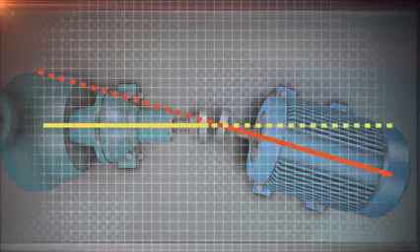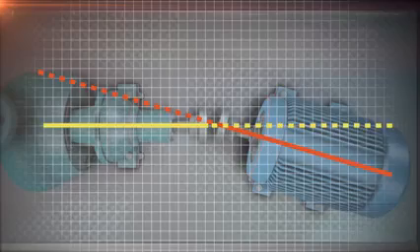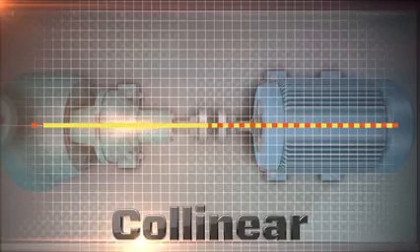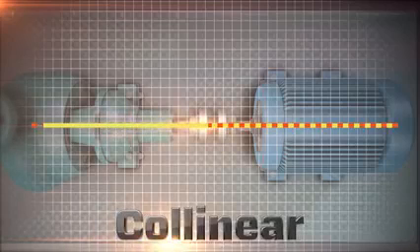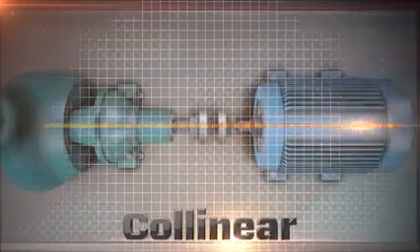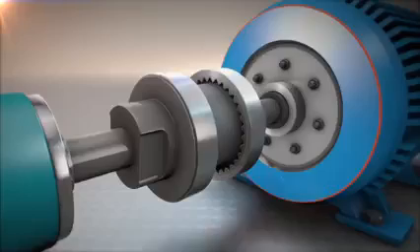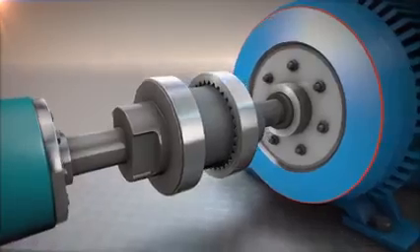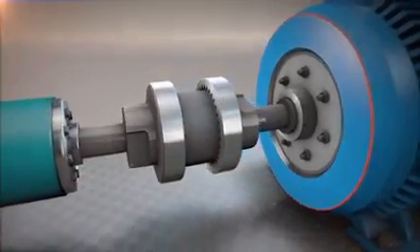Forget for a second that we are aligning two machine shafts. Instead, imagine two simple lines that represent the shafts. The goal of an alignment technician is to adjust these two lines to be collinear. Collinear means that two lines are positioned as if they were one single line.